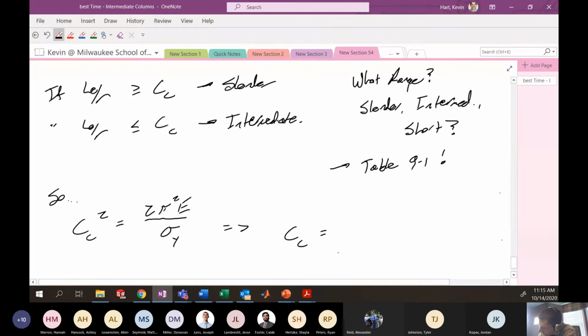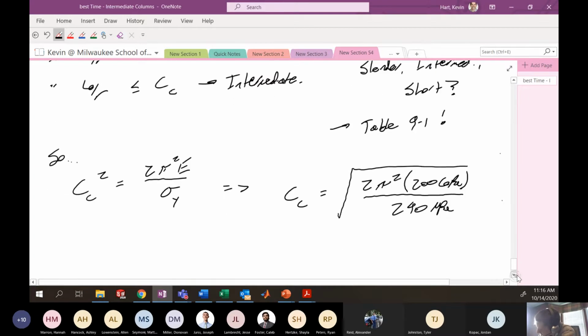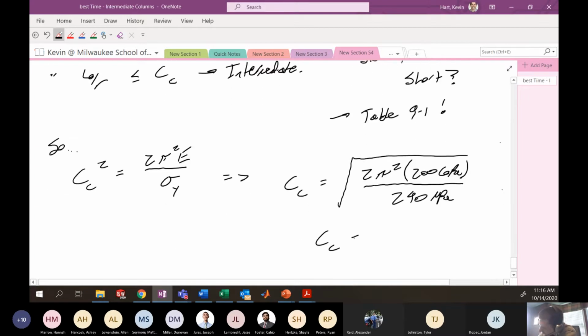So then the CC is the square root of, and I'll put all the information in here now, 2 pi squared. The modulus is given to us in this problem. It's 200 GPa divided by the yield stress, which was also given to us in this problem, of 290 MPa. And if you work this out, this threshold slenderness value is 117.